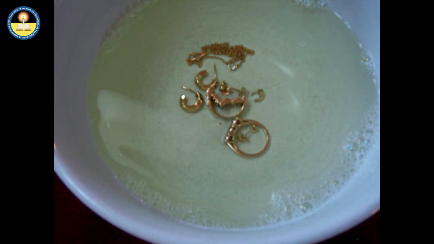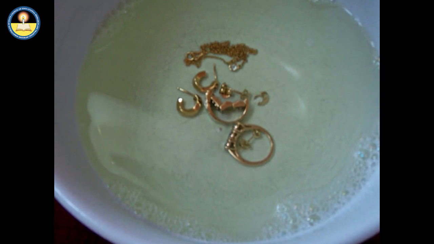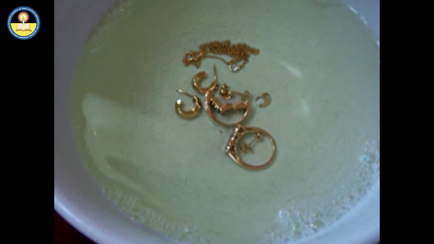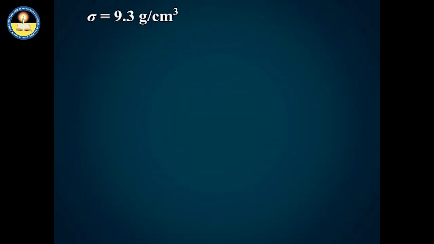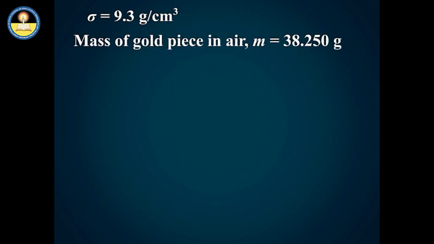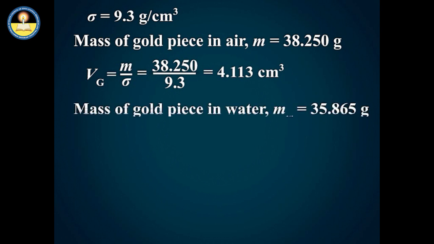If the volume of the gold piece is less than the volume of displaced water, it will indicate that it has hollow portion. Here, density of the pure gold is 9.3 gram per centimeter cube and mass of the gold piece is 38.250 gram. Therefore, volume of the gold piece is 4.113 centimeter cube.